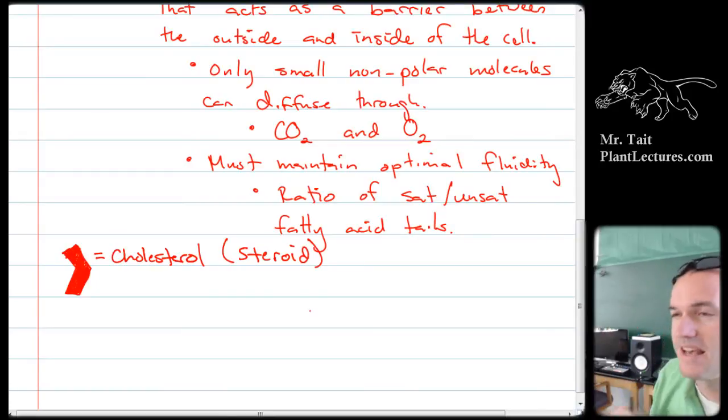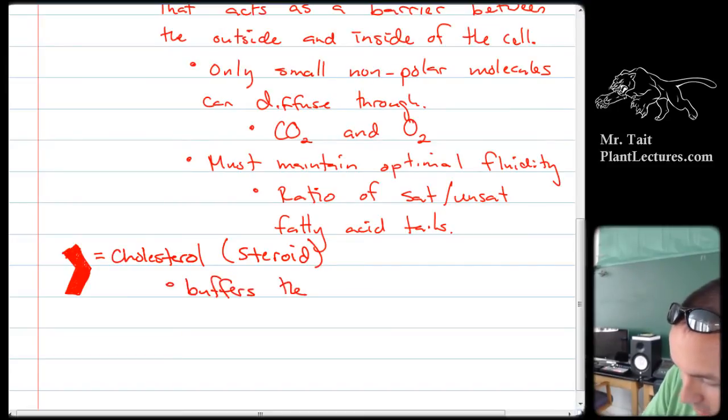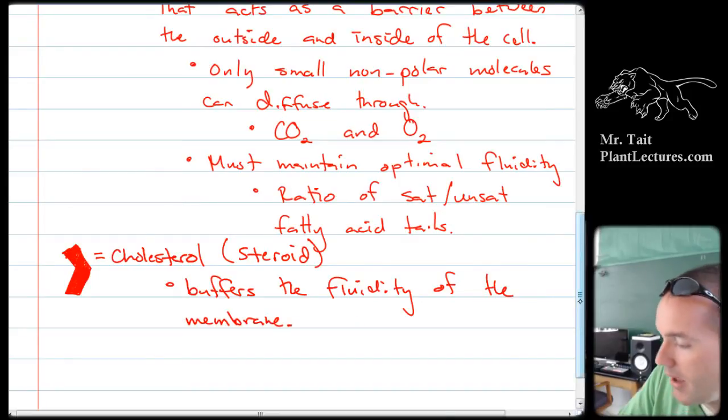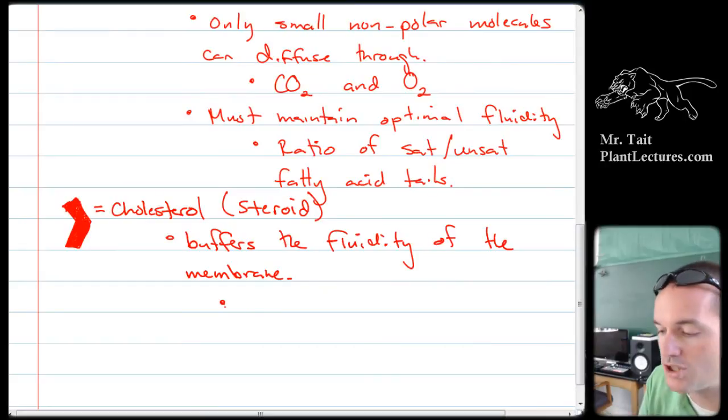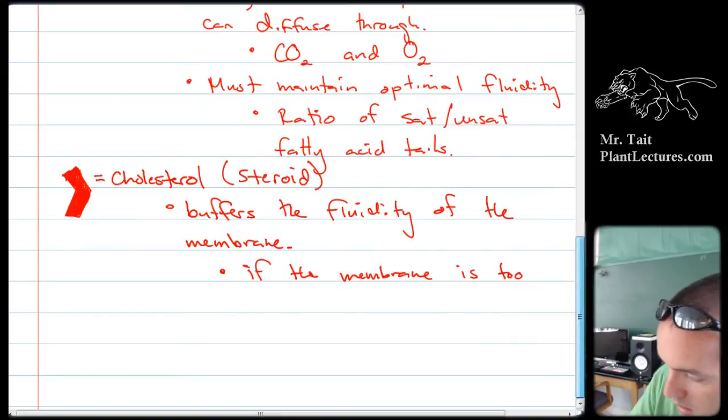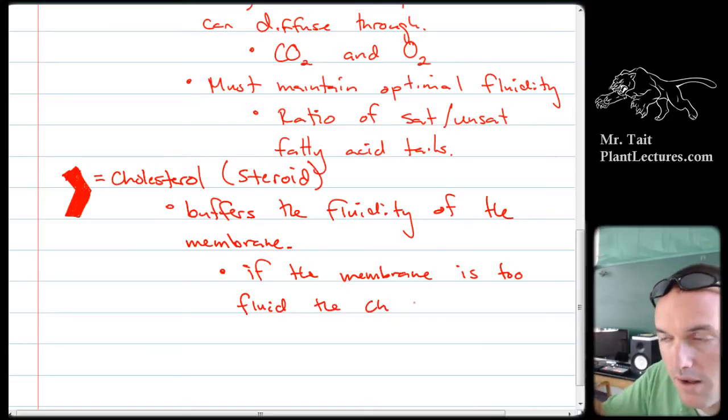The way that I always refer to this is like a buffer. Okay, so a buffer is going to be anything that resists change, and so we talk about pH buffers and stuff like that, but this is going to be like a fluidity buffer. So we can say that it buffers the fluidity of the membrane. And so it's going to be able to act on it in two ways. The first way is if the membrane is too fluid, the cholesterol blocks the movement of the fatty acid tails.